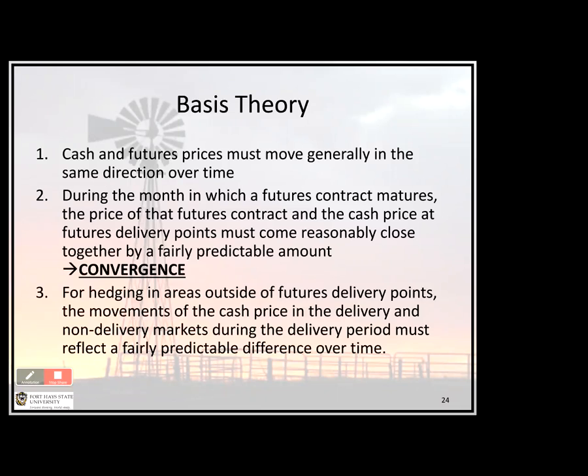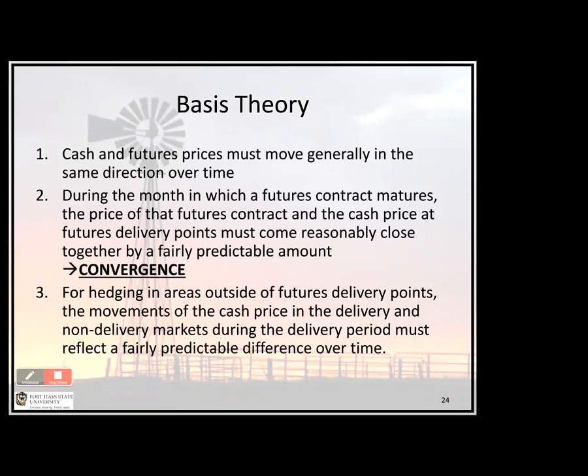So this is saying that cash and futures prices don't have to be the same. We don't expect them to be the same. We don't expect the price of a futures contract for delivery in Kansas City to be the same as the price of wheat in Hays. We talked about that. We don't expect that, but over time, they should move in the same direction. So if one goes up, you'd expect the other to go up, and vice versa. And typically, we see that.